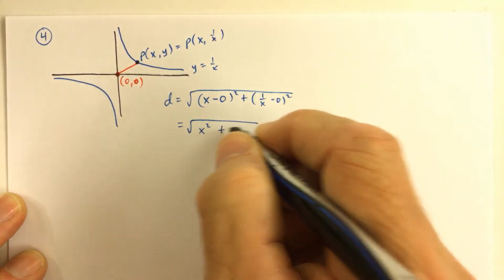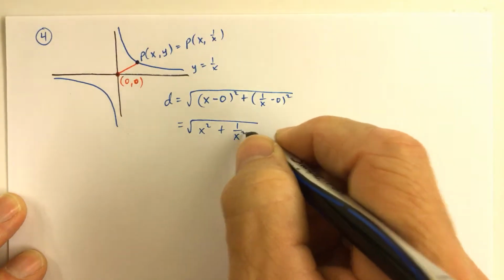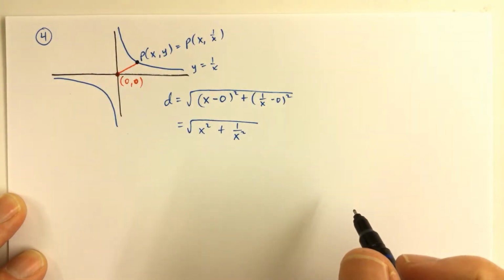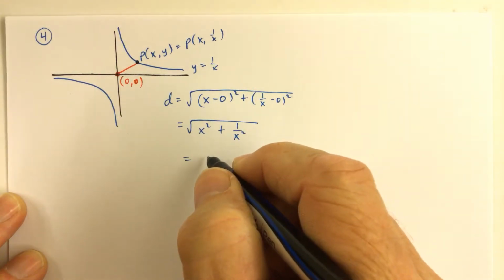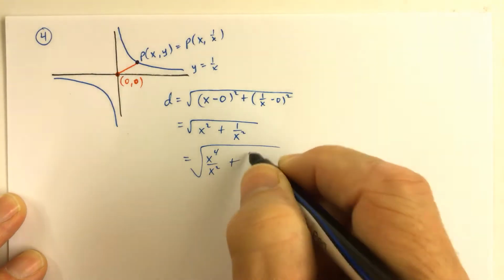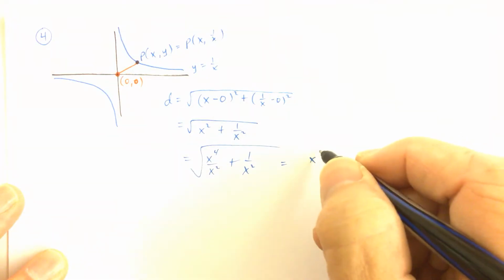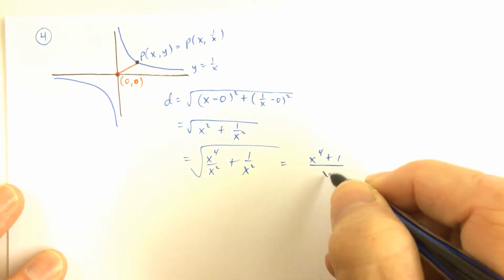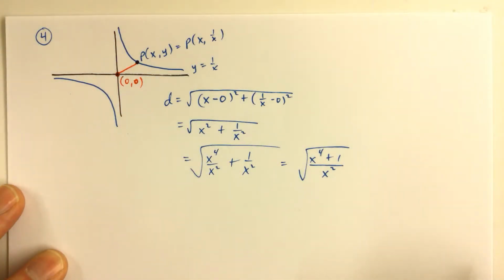x squared plus 1 over x squared, which is 1 over x squared there. And then if we get a common denominator, we get x to the 4th over x squared, all under the radical, plus 1 over x squared. And then we get x to the 4th plus 1 over x squared, all still under the radical.